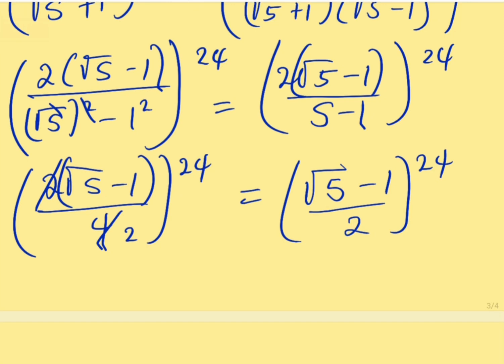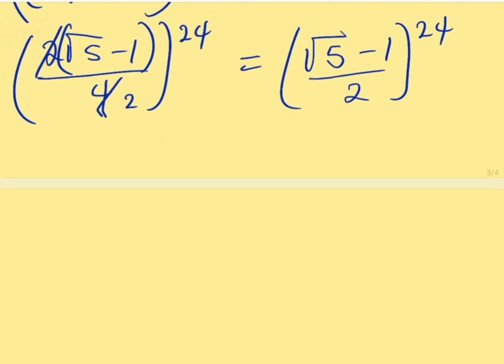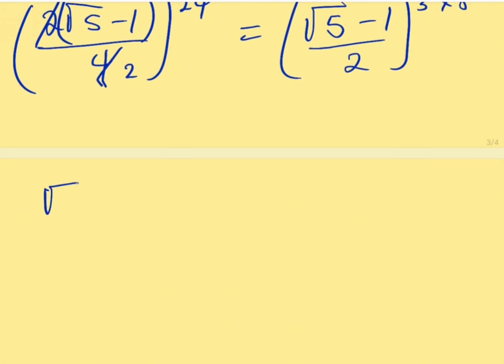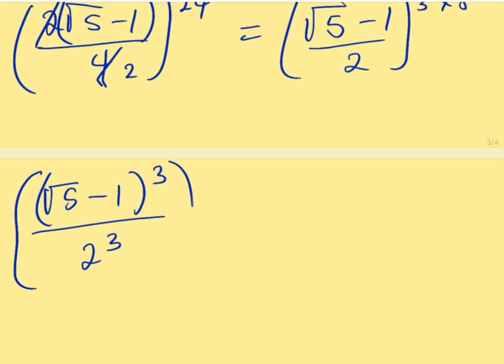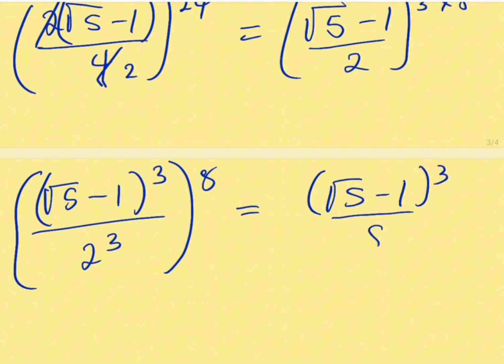Now let's do some little breakdown here to favor what we are doing. Do you know that this power 24 can be seen as 3 times 8? You can break it down as 3 times 8, so that we'll be having square root of 5 minus 1 all to the power of 3 over 2 to the power of 3, then everything to the power of 8. Okay, so now this is the same thing as square root of 5 minus 1 power 3 over 2 power 3 is 8, then everything still raised to the power of 8.